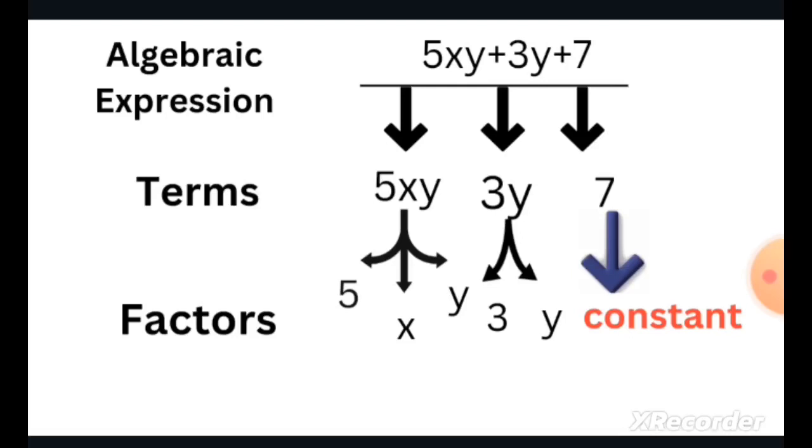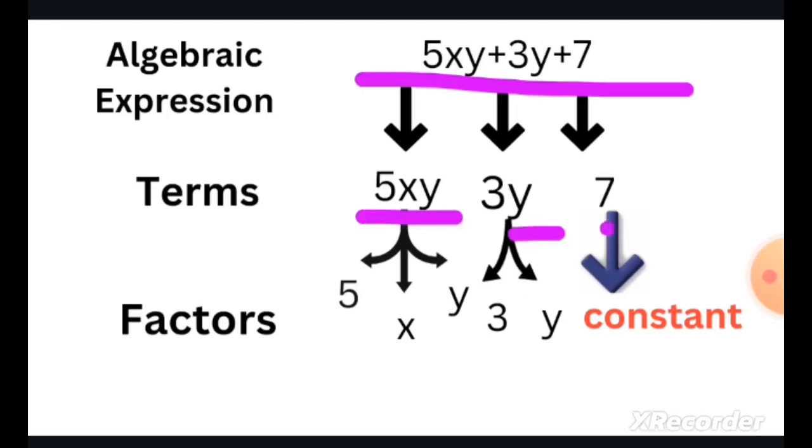Here we are having an algebraic expression. So 5xy plus 3y plus 7 is an algebraic expression. Now, in order to make this algebraic expression, what do we require? We require some terms, and the terms are 5xy, 3y and 7. 7 is just 7 because 7 is a constant.